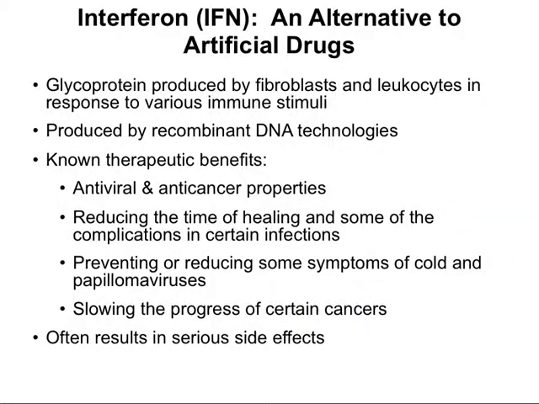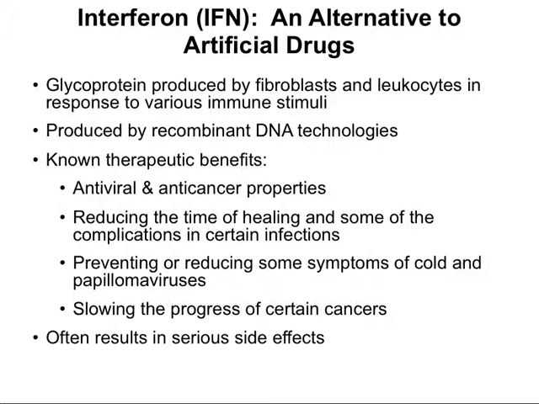Finally, there's an alternative to artificial drugs. Interferon is a human-derived product, and it's showing up to be quite effective in a number of different ways. It has both antiviral and anti-cancer properties, and it's produced by recombinant DNA technologies. That is, we've taken the gene from the human genome and we've placed it into bacteria or some other production facility in order for more and more interferon protein to be made.